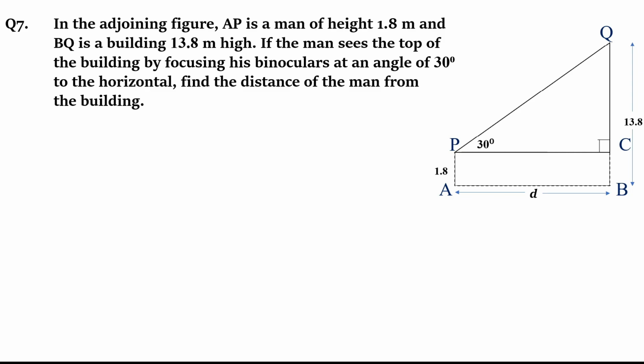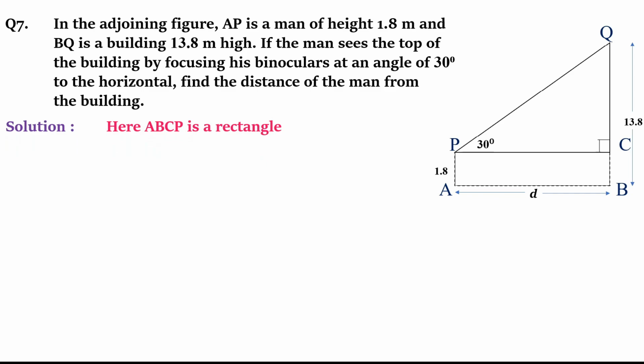So now from P where he is looking at a point Q, and the angle made by PQ and the horizontal line PC, that they have given as 30 degree. It is already given. And you have to find the distance of the man from the building. So the distance of the man from the building we have to find out. That means we have to find the length of PC. Actually, it is from the foot of the man to the foot of the building. We have to find AB. And we know AB and PC are both equal because I can see ABCP is a rectangle.